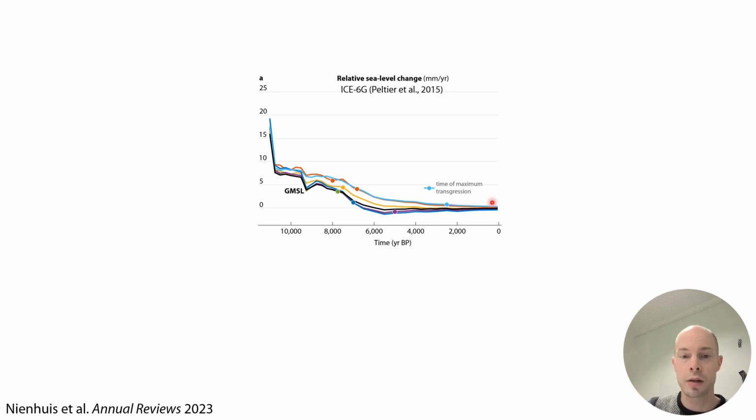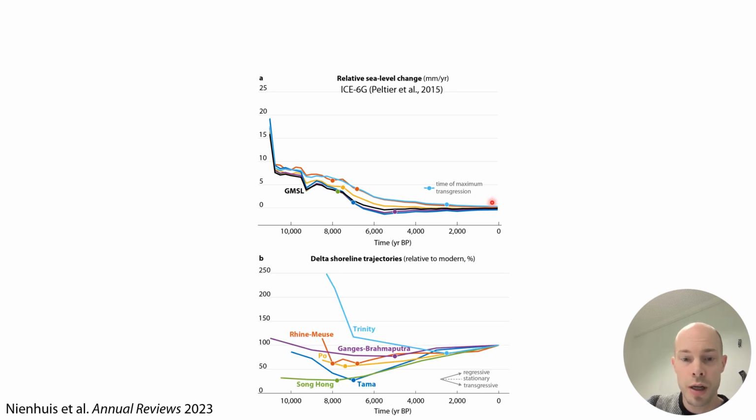And we can put that against our data for shoreline trajectories, and we see that in general they responded to this decrease in sea level changes, where we first have a period of transgression, a retreat of the delta shoreline over time. And when sea levels fell to below about 5 millimeters per year, we found that the deltas grew over time. And this is from paleogeographic reconstructions for all of these different deltas.